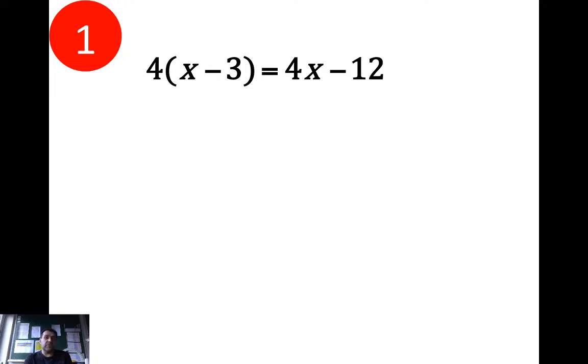Okay, we're going over 40 algebra questions for MYP4, breaking it down into 4 videos, so 4 times 10. And these are all about expanding and simplifying brackets. So here's the first one.